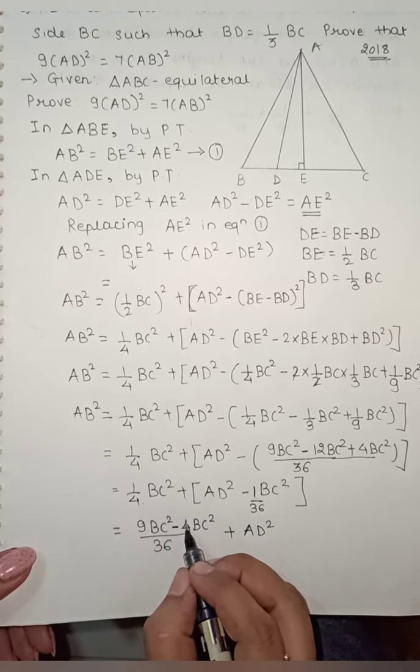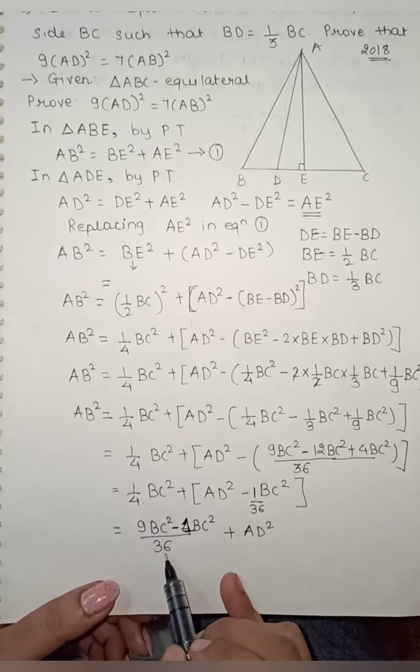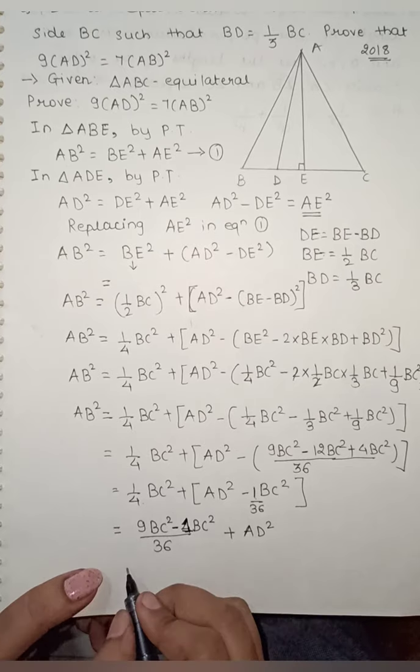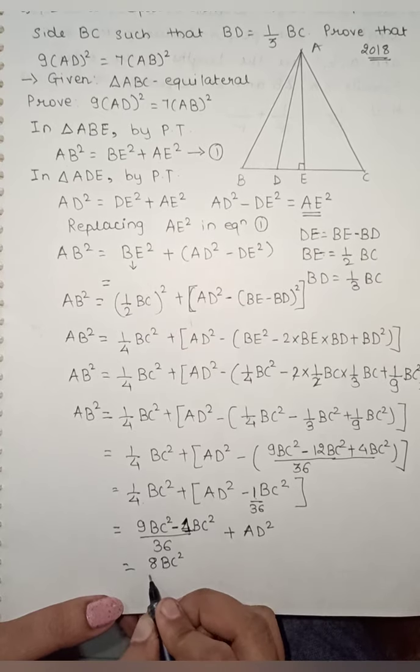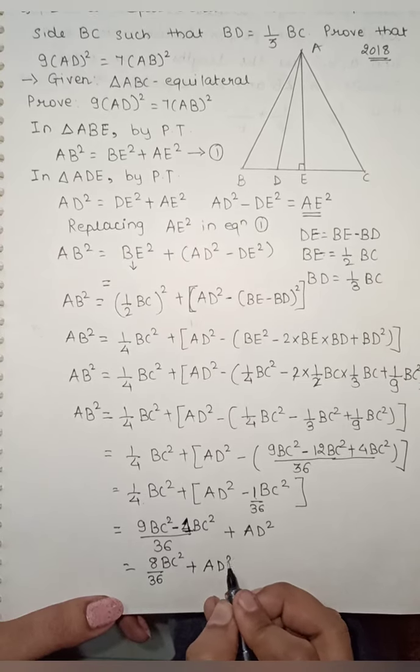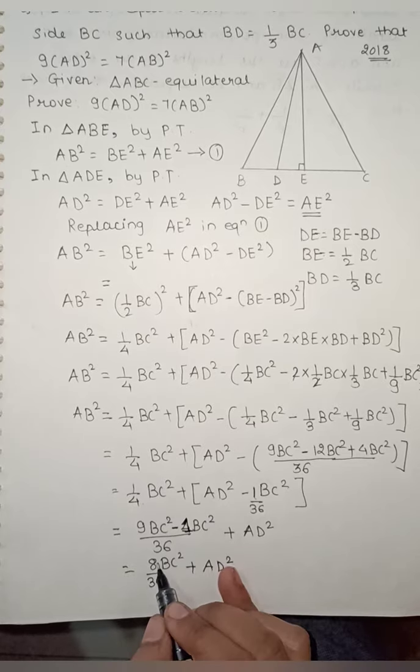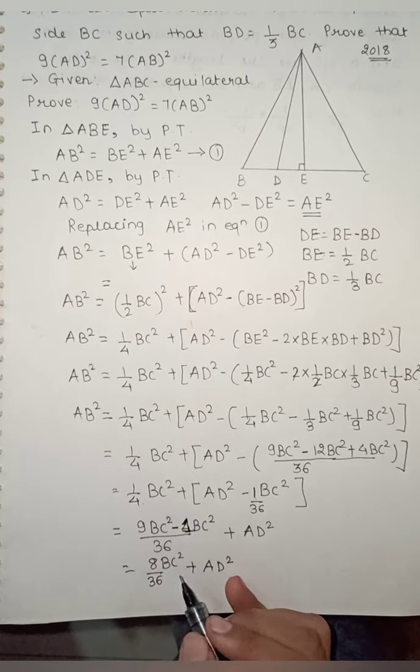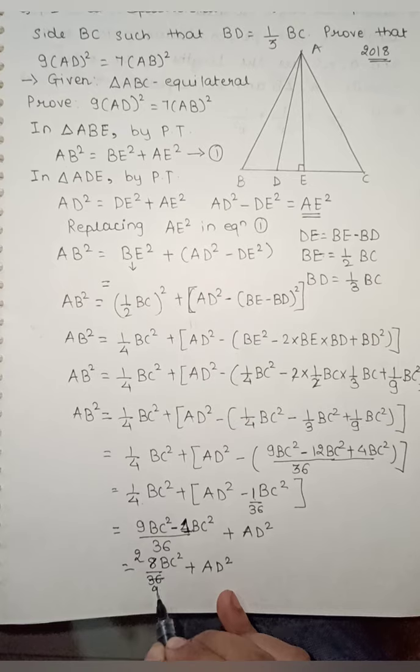Sorry, here 36, so it will be 1 BC square, right? So here, since the LCM is 36, if you divide 36 by 4, so 9 BC square, and here 36. What is the simplification? It will be 8 BC square by 36 plus AD square. Yes. Further divide it with 4. So 4 2s are 8, 4 9s are 36.